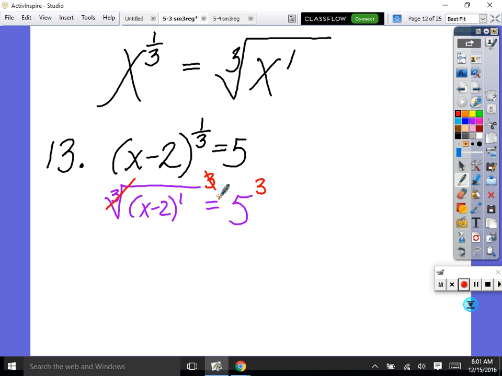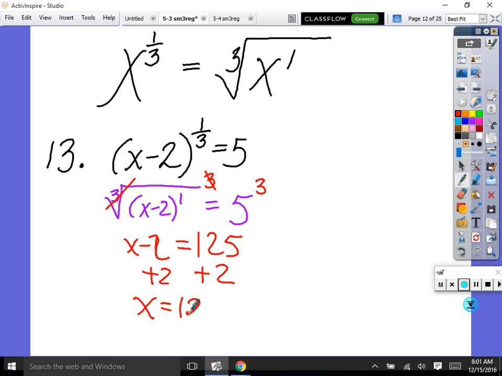Root cancels out with power. So we have x minus 2 to the first, which is just x minus 2. And that equals 5 to the third. And then we are going to add 2, correct? Add 2. So we get x is equal to 127.